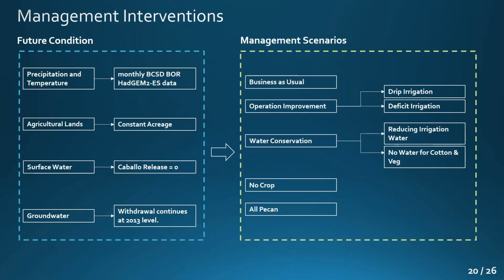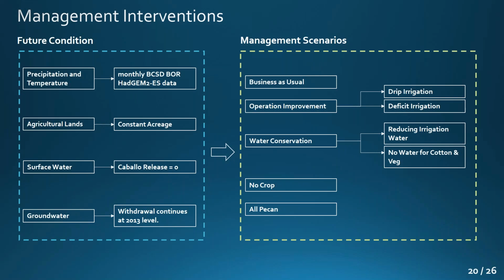So we also want to look at some interventions and see how we can prolong water availability in the region. So the approach we're taking is we're working with the future conditions like projected climate, precipitation and temperature. In this case, the monthly HAJM output, annual agricultural lands, and everything stays the same as it was, and there is no release from Caballo Reservoir, and groundwater withdrawal stays the same at 2013 level. So those are the basic assumptions.